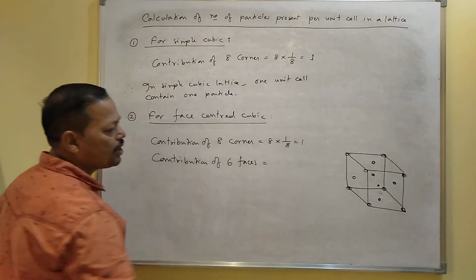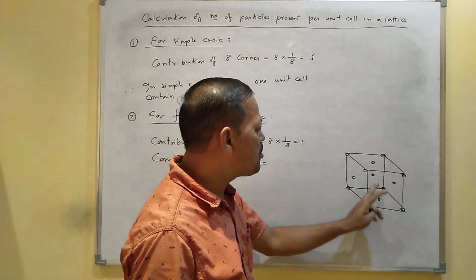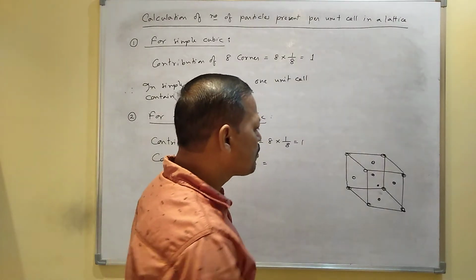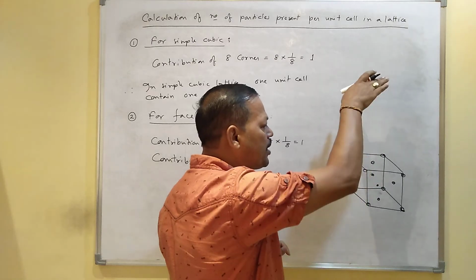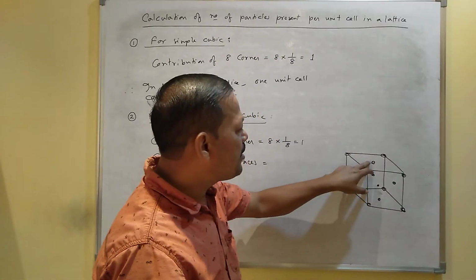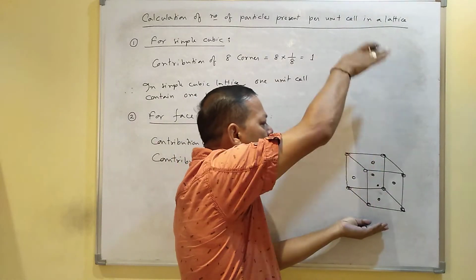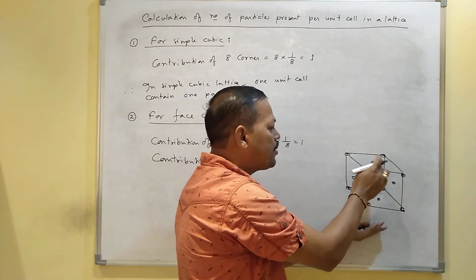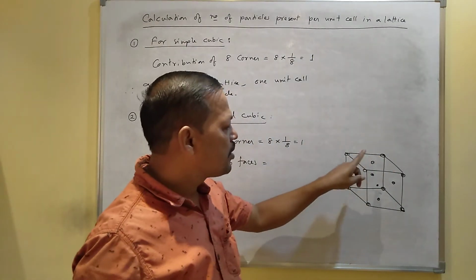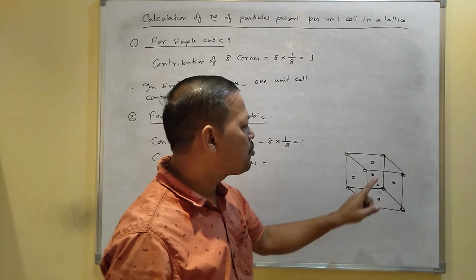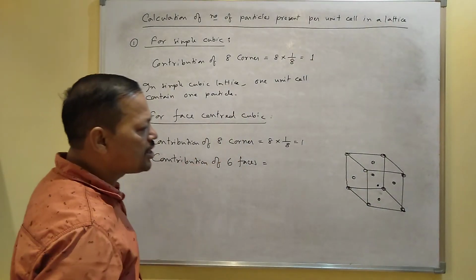Since faces also contain particles, as you know there are 6 faces, and all the faces contain one particle at the center of the face. When you consider the lattice, one face particle is shared by 2 unit cells. I mean, one face particle is shared by 2 cubes, because when you place another cube above it, this particle is shared by the upper cube also. So one particle is shared by 2 cubes. That is why one cube gets half of the particle.